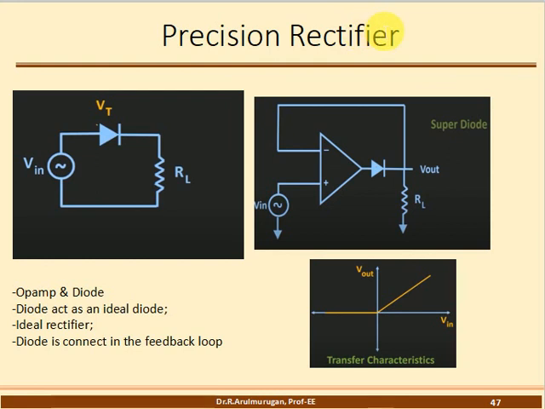It acts as a precision rectifier with the 0.7 volt drop. The threshold voltage drop is also minimized. It starts from the origin. That's all. This is the purpose you are going for with the precision rectifier.